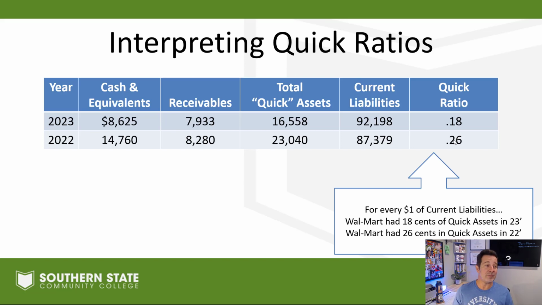And so that kind of sounds bad, but again, we can't really look at it in a bubble. We have to compare it to other companies in the industry and maybe compare it to historical trends as well at Walmart. So I'm not going to just freak out right now about the low current and quick ratios at Walmart. I think they'll be able to pay their short-term debts just fine.